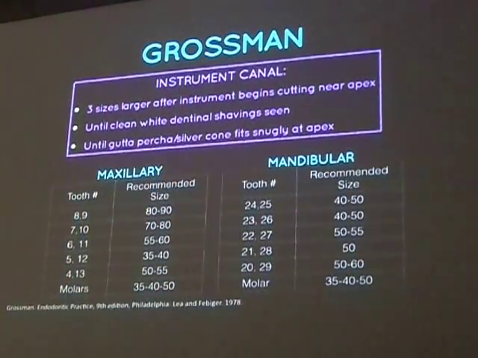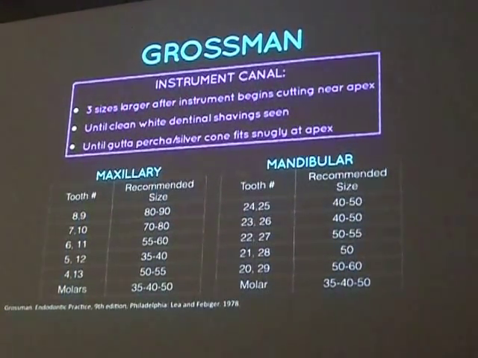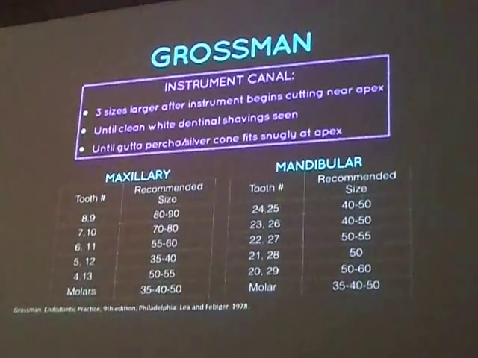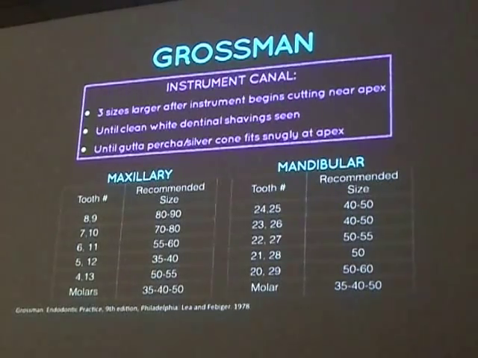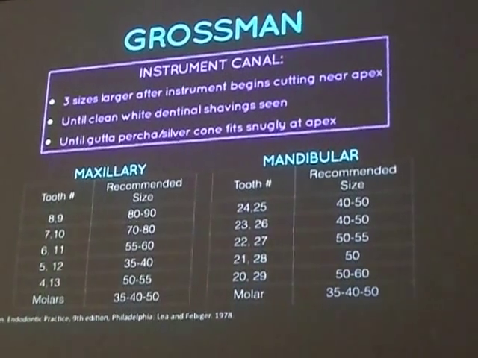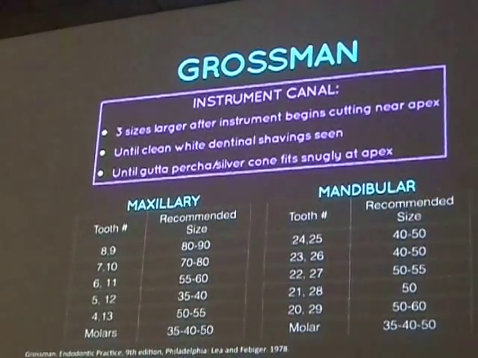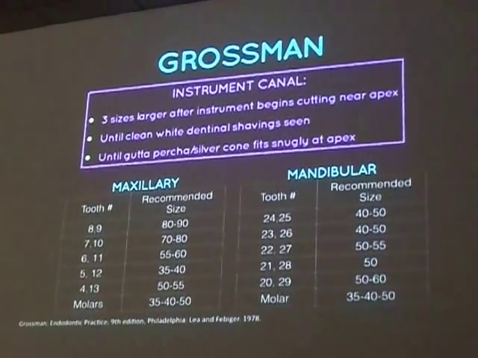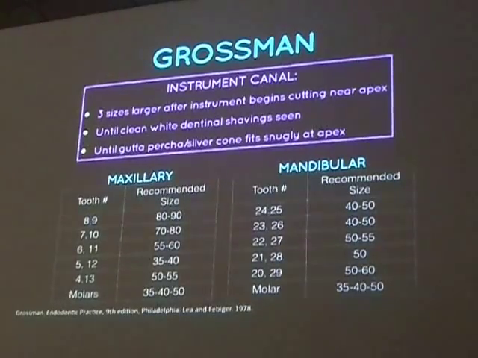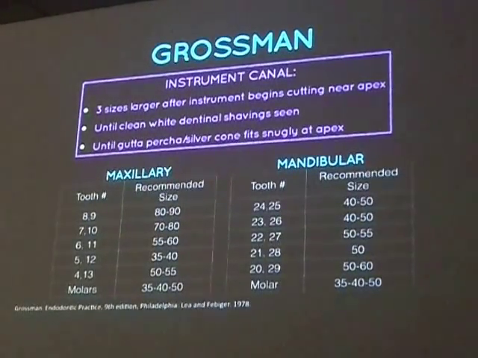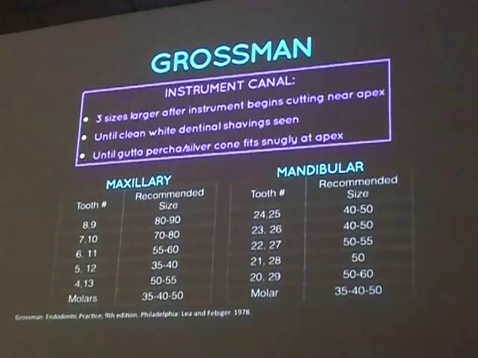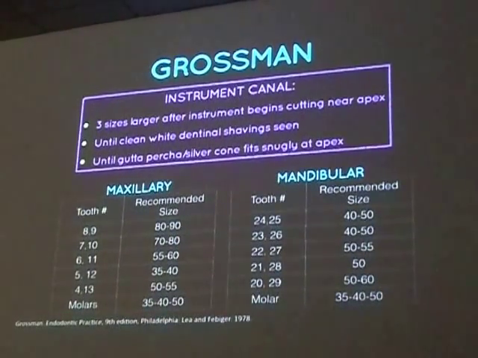So Grossman's textbook actually tells us that, first of all, we need to increase our apical size to 3 sizes larger than the first instrument that's cutting at the apex. That we should be inspecting the files and completing our cleaning and shaping when we see clean white dentinal shavings, and until our gutta percha or whatever obturation method will fit snugly at the apex.